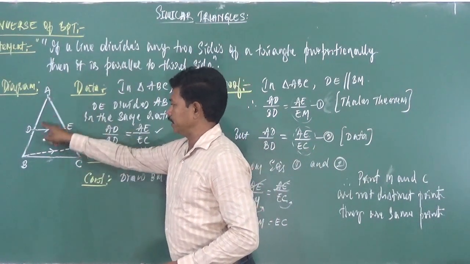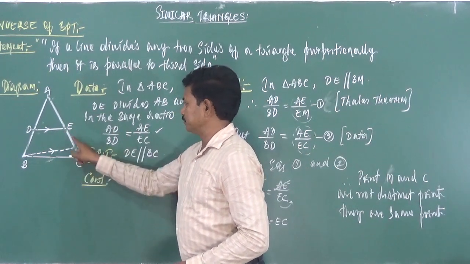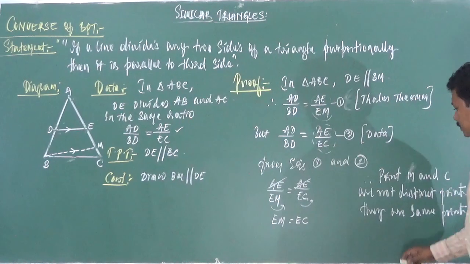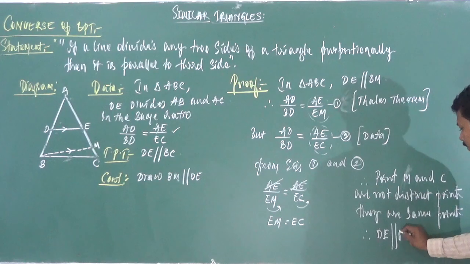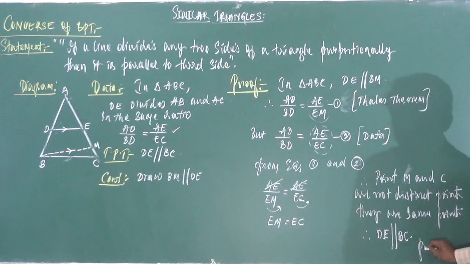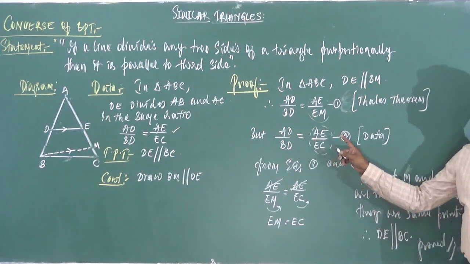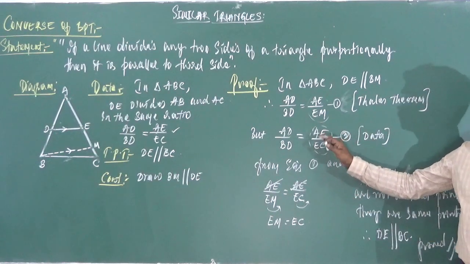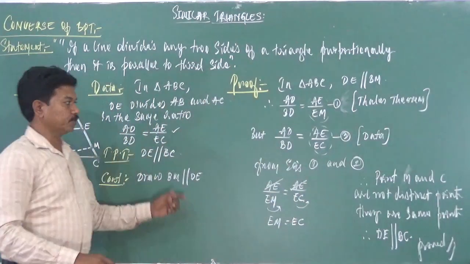So therefore, AD by BD will be equal to AE by EC. If this is the case, then DE should be parallel to BC. So therefore, DE is parallel to BC. Hence it is proved. This is the converse of the basic proportionality theorem, which is very important. These are the methods to prove this.